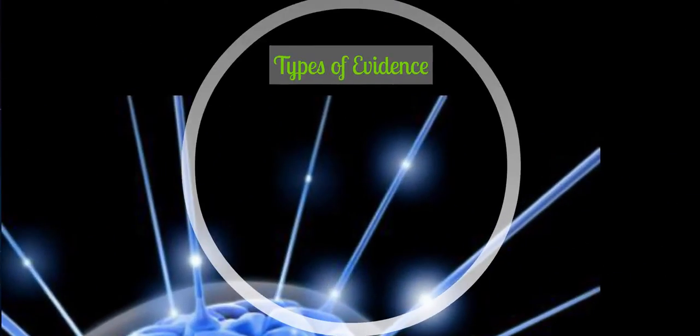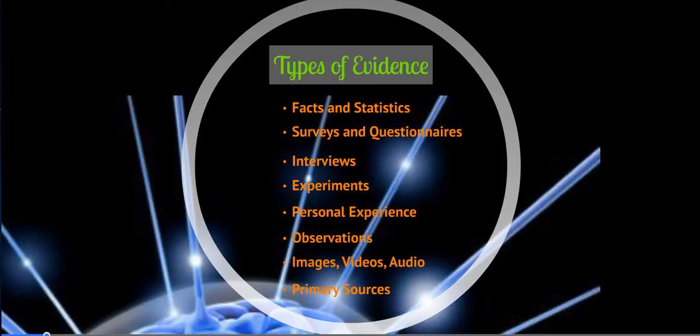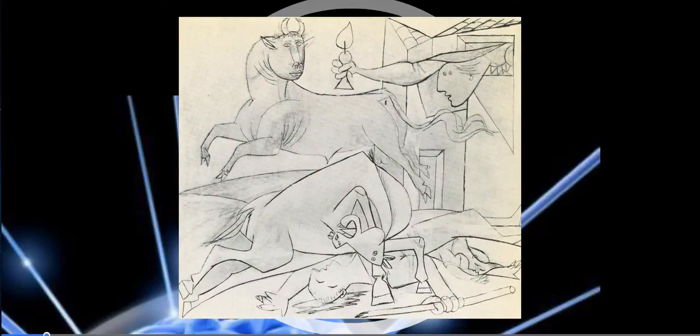To support your arguments, you can select from a spectrum of evidence, such as facts and statistics, surveys and questionnaires, interview data, experimental results, personal experiences, observations, images, videos, and audio, or primary sources from archives like letters from dead presidents, or the sketches of dead and living artists.